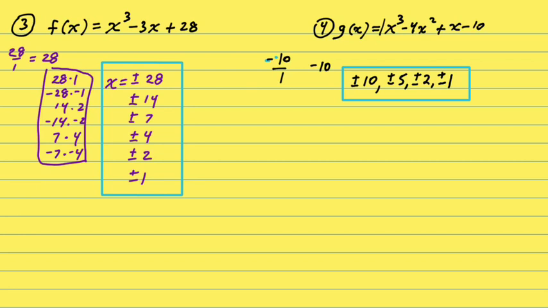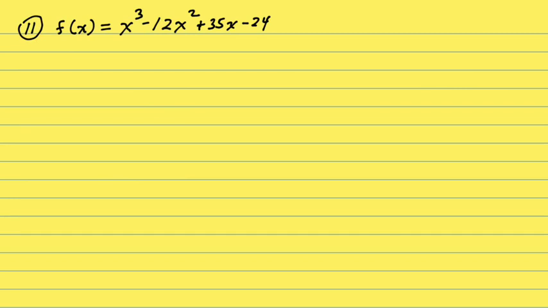Okay, now that we know how to find possible zeros, now we're going to actually find the zeros. In number 11, they want us to find all zeros. Pretty much list the factors of this. So what are the factors of negative 24? Well, 24 times 1. What else? Let's just write them out. 24 times 1, you got positives and negatives, right?